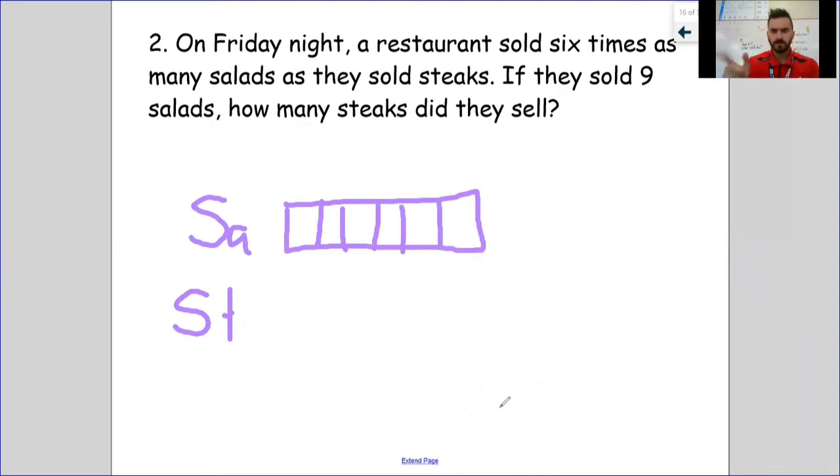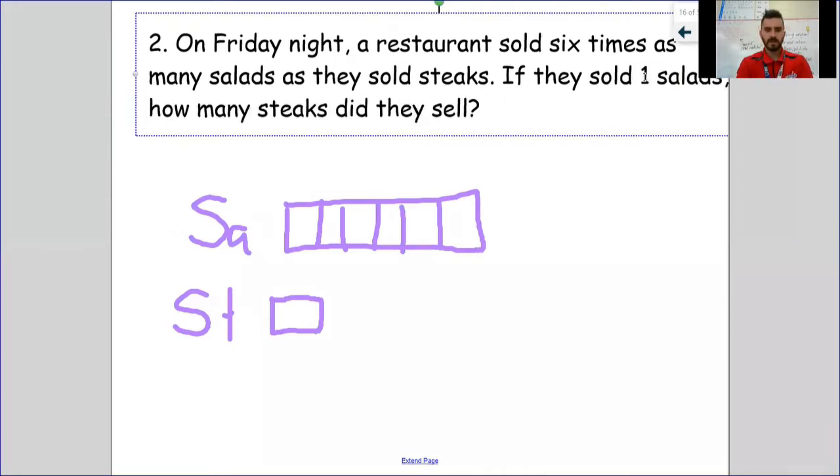1, 2, 3, 4, 5, 6, and steak automatically gets 1. And now it just comes down to the information that they provided me. It says they sold 9 salads. Again, that doesn't mean 9 salads goes in every box. That's not making any sense, Mr. Huber. Let me change this number.